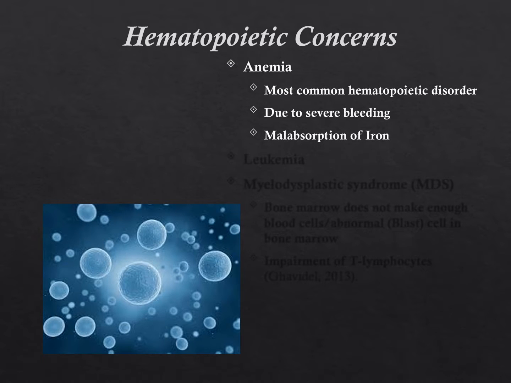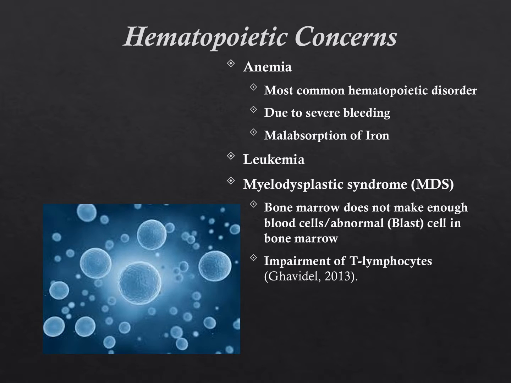Anemia is very common in these patients due to severe bleeding and iron deficiencies. But other manifestations associated with ulcerative colitis include leukemia and myelodysplastic syndrome, MDS. You may have heard of it. Robin Roberts from Good Morning America was diagnosed with it, and it's a cancer in which the bone marrow does not make enough healthy blood cells, and there are abnormal blast cells in the bone marrow. And it's believed that there's a connection between IBD and MDS due to the type of immunity dysfunction which impairs the T lymphocytes.